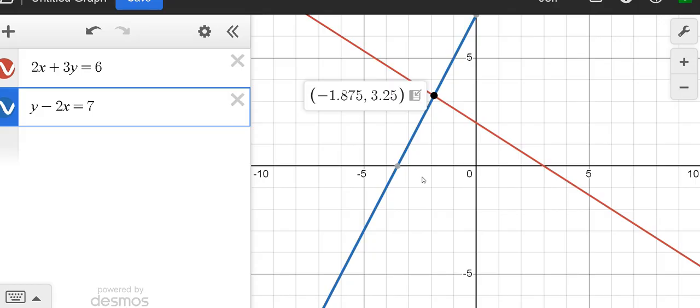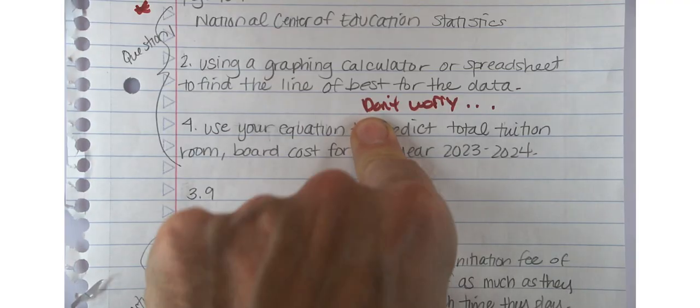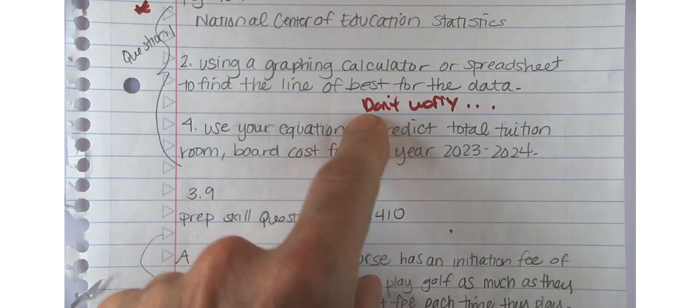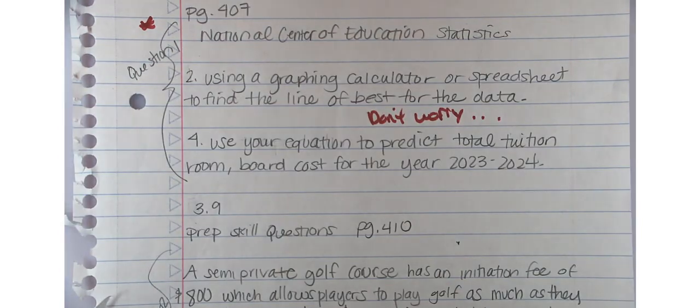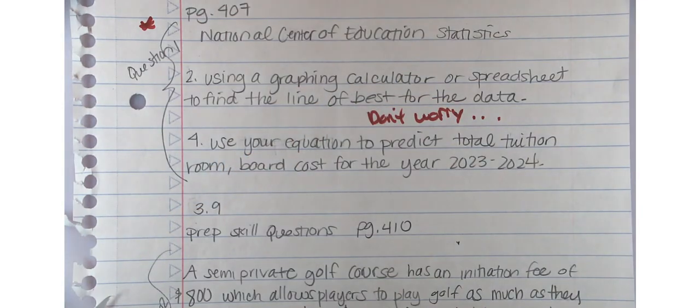Let's see. Another one here was to find the line of best fit using data. Now, I'm not going to make you do this with a graphing calculator or a spreadsheet. There's a lot of really cool ways to do it. I don't think it's that hard on a spreadsheet. I think I might have even made a video for our YouTube channel on that.